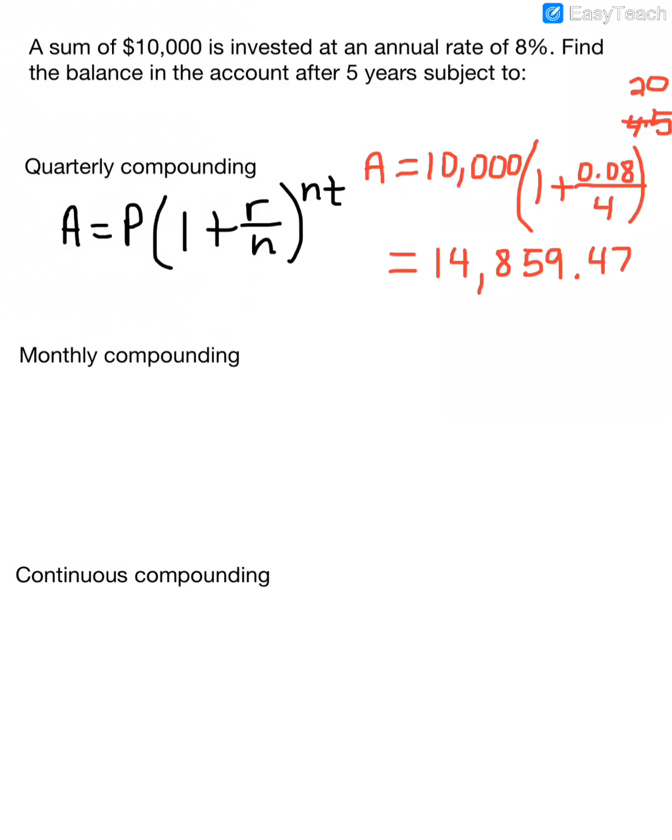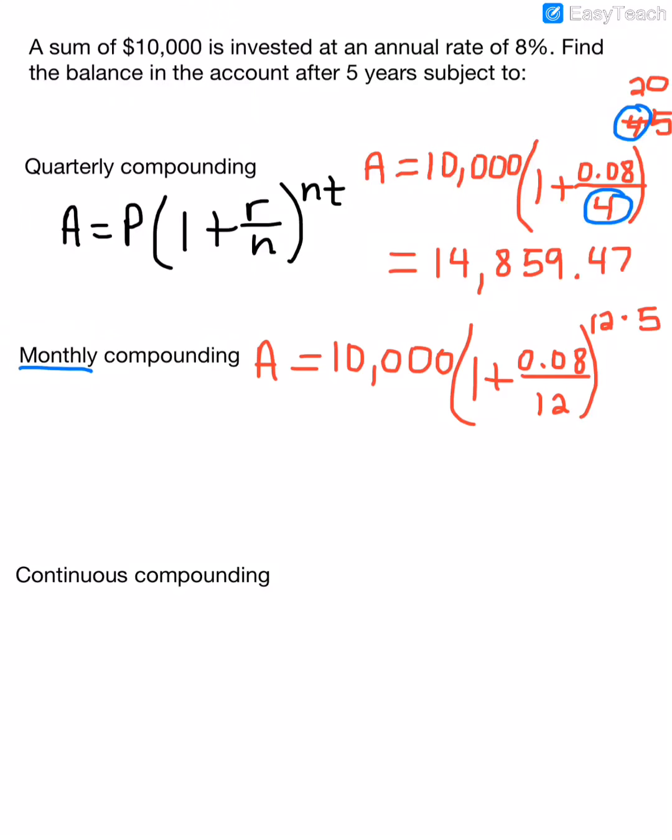Now, to compound monthly, everything in the equation would be the same except for our n's. So every place that we have an n in our quarterly compounding equation, where we have a 4, we're going to replace that with, since it's monthly, 12. So it would be 10,000 times 1 plus 8 hundredths divided by 12, raised to the 12 times 5 power, or you could just raise it to the 60th power. Okay, so if we put that in our calculator, we get $14,898.46.